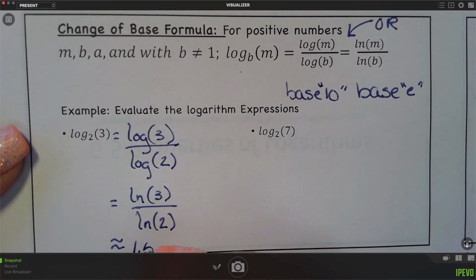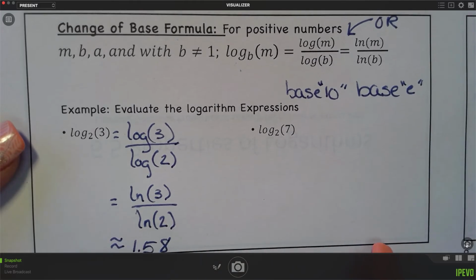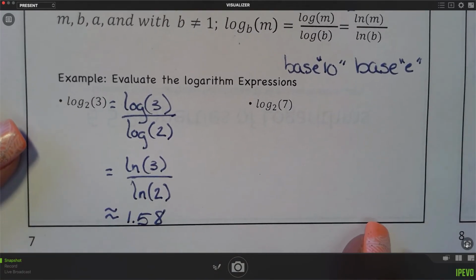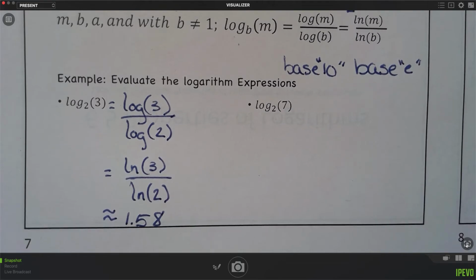Oh, got that. Why did it go? Sorry, what are we supposed to do? 1.58. 5, 8, 4. Wow.